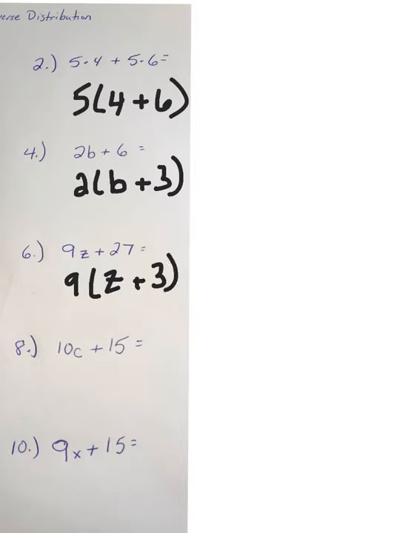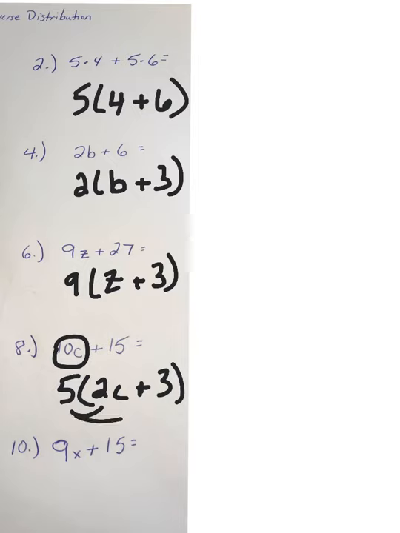And on the next one, you could take a 5 out of there. Now this one's not complete, not full. So if you take a 5 out of it, you have to make it so that it's going to be 10c. So it would be 2c plus 3. And if we check back, 5 times 2c is 10c, and 5 times 3 is 15.